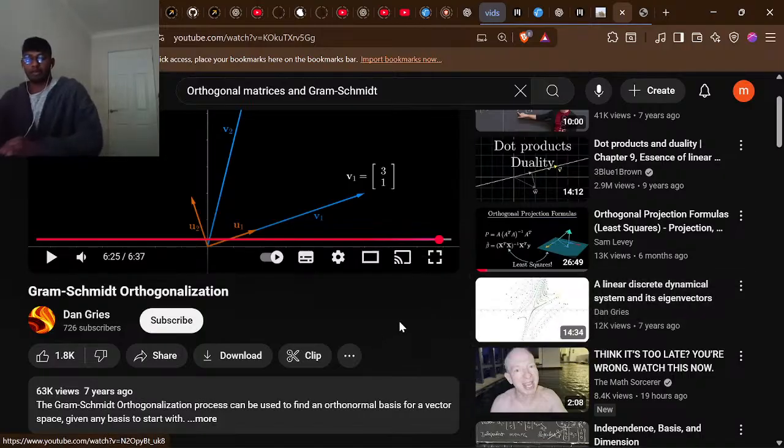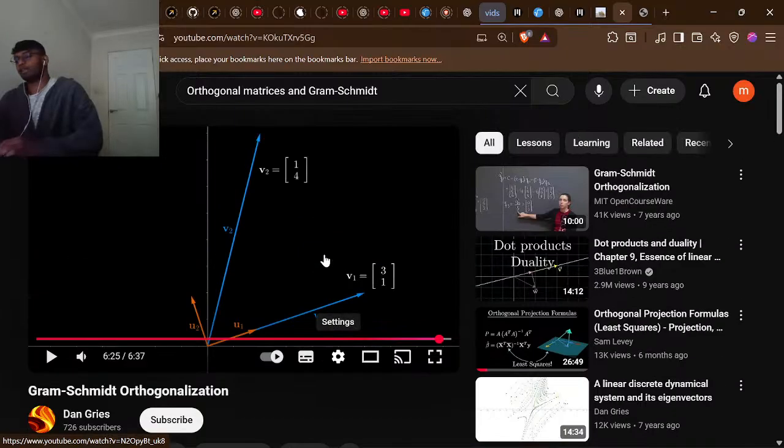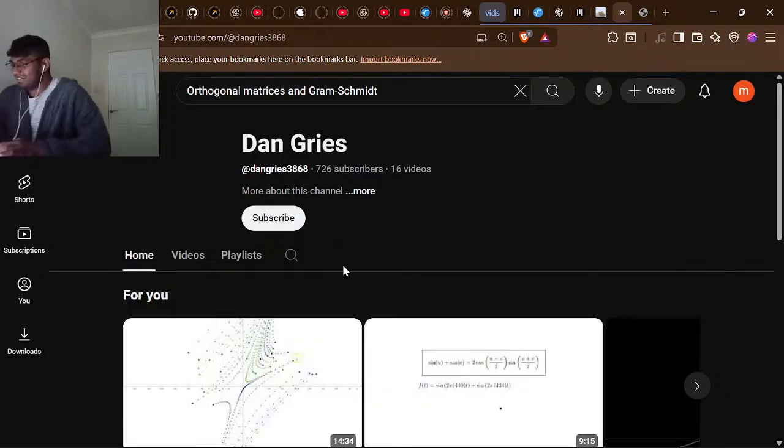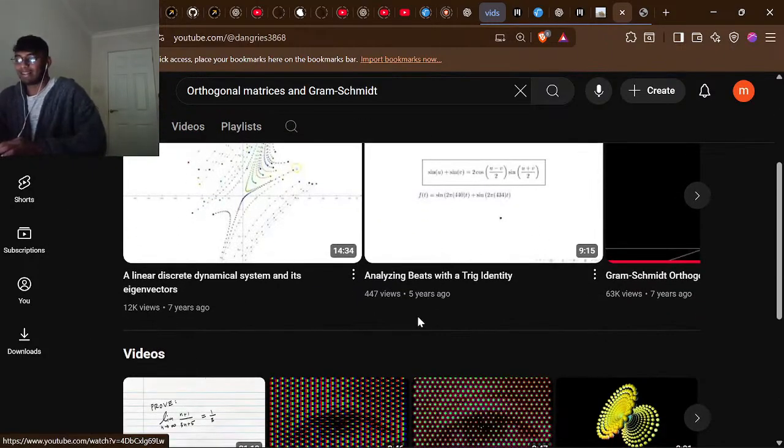A linear discrete dynamic system and its eigenvector. Okay. We're losing the plot here. What are we doing? Analyzing beats? Okay.